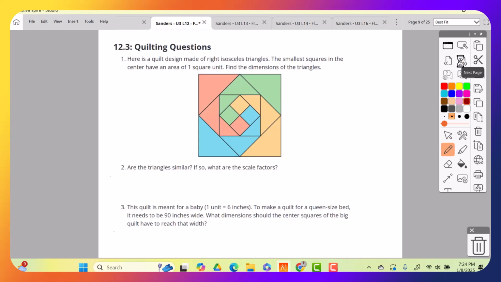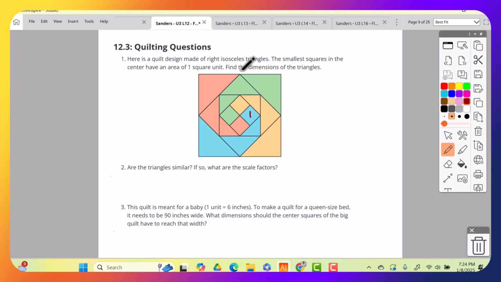All right, quilting questions. Here is a quilt design made of right isosceles triangles. The smallest squares in the center have an area of 1 square unit. So this has an area of 1 square unit. And the only way you can get that is if the sides are 1. 1 times 1, right, is 1. So there you go. That would be 1 square unit.